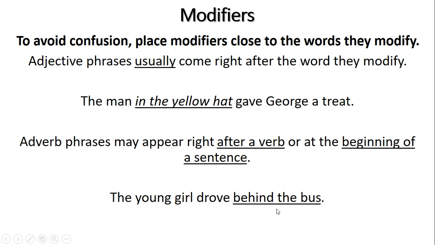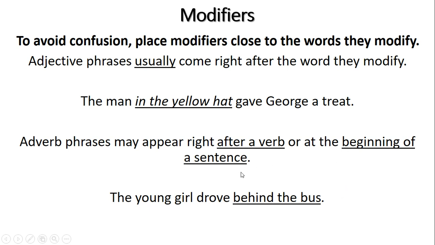Now, what is behind the bus? Is the young girl behind the bus, or did they drive behind the bus? Well, in this sentence, we see that the prepositional phrase behind the bus is describing the verb. Where did they drive? They drove behind the bus. So this prepositional phrase is right after the verb. So when it said adverb phrases may appear right after the verb, this would be an example of it.